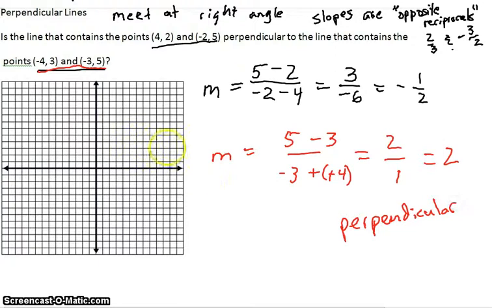Now, if we look at a graph of this, they would be perpendicular to each other. So that means they would meet at a right angle. Now, you don't necessarily need to see a graph. All you need to see is the slope.